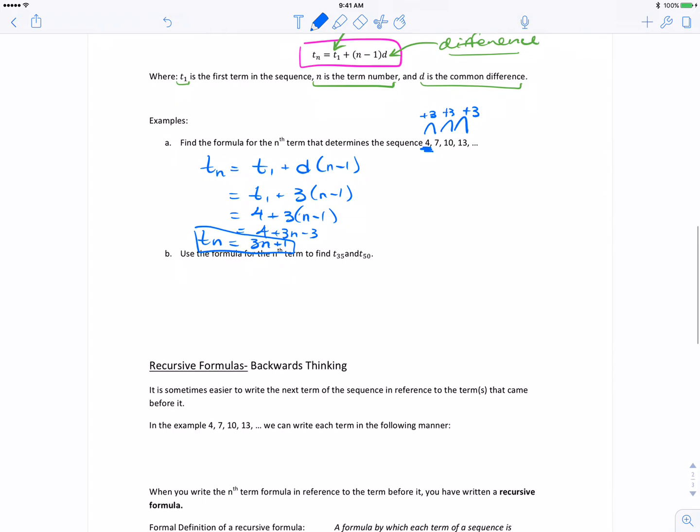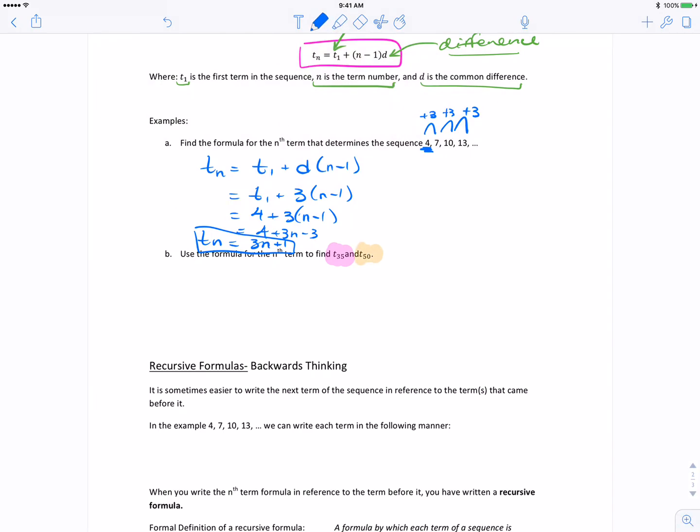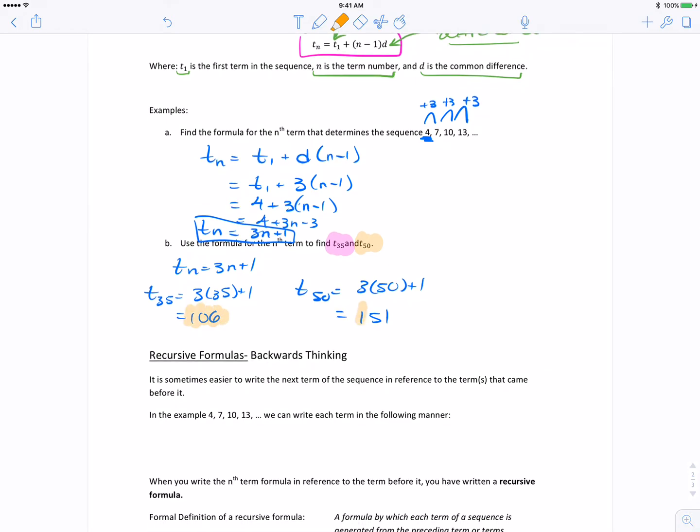I see the question, find the terms T35 and T50, which is a little bit different for these terms. All I'm doing is substituting in the numbers. So I take my general formula and I substitute 35 to give me 106. And I substitute 50 in to get 151. So I know that this is my 35th term in the sequence, and this is my 50th term.